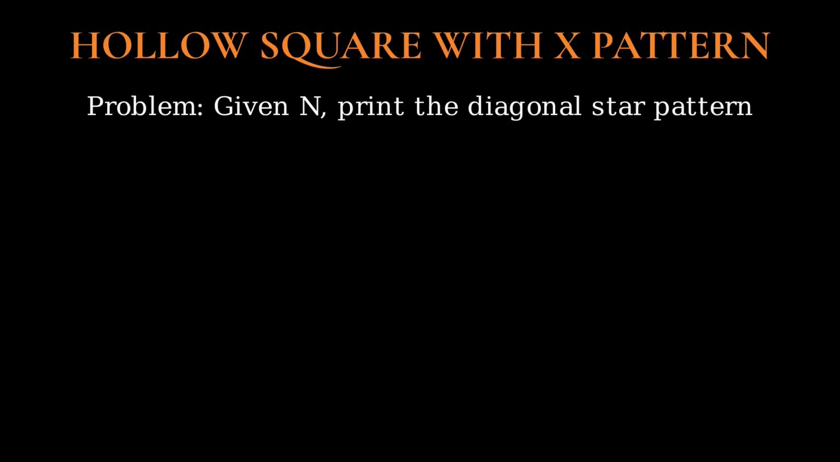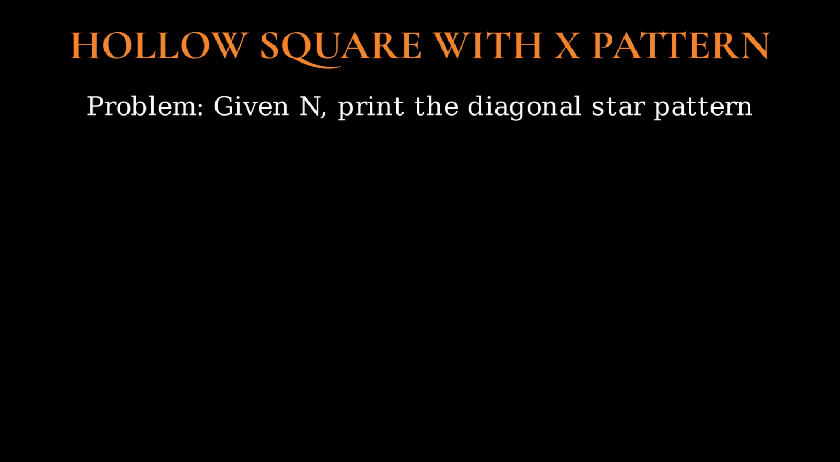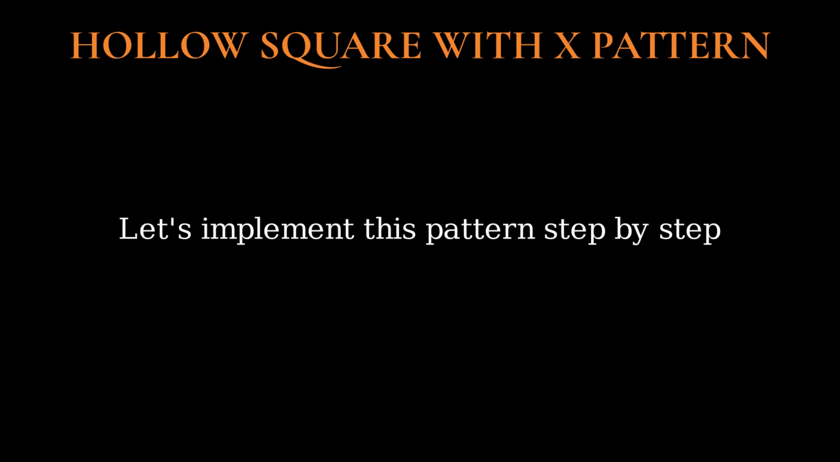Welcome back. In today's video, we're diving into a fun and visually interesting coding problem. We'll be creating a hollow square with X pattern, but with a twist. Given an input n, we need to print a rectangle with n rows and n columns, and also draw a diagonal across the rectangle using stars. Take a look at the pattern on your screen. That's exactly what we'll be building step by step.